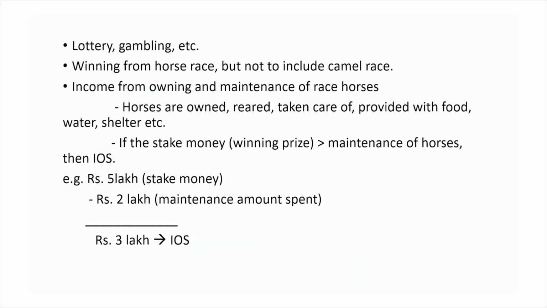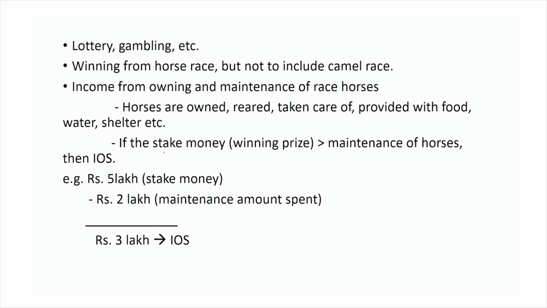Next are any winnings that you have from lottery, gambling, etc. Then we have winnings from horse race, but it does not include camel races. Then we have income from owning and maintenance of racehorses. So horses can be owned, they can be reared, they can be taken care of, provided with food, water, shelter, everything, right? And when you are taking care of these horses, you are sending them out for races, and let's say for example your horse actually wins the race, right?